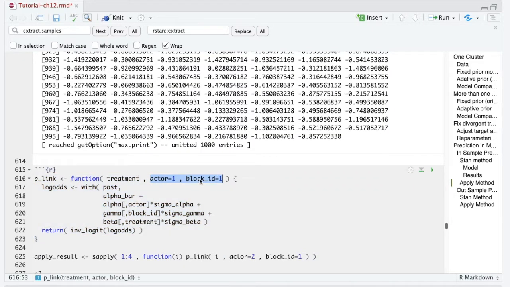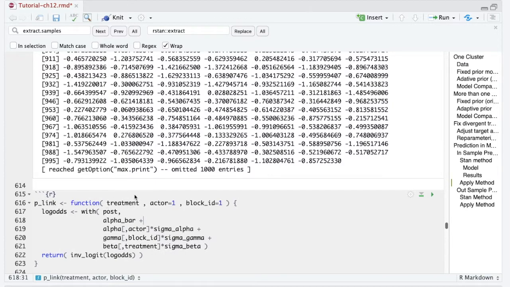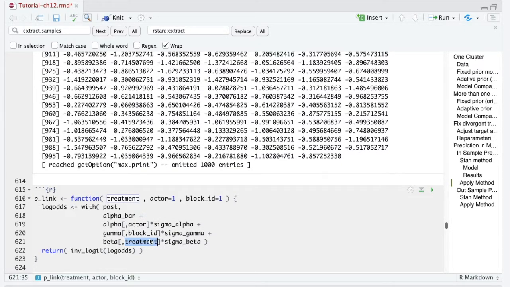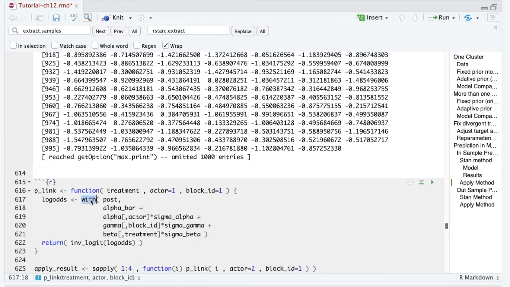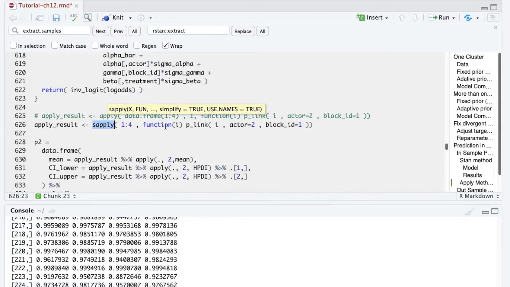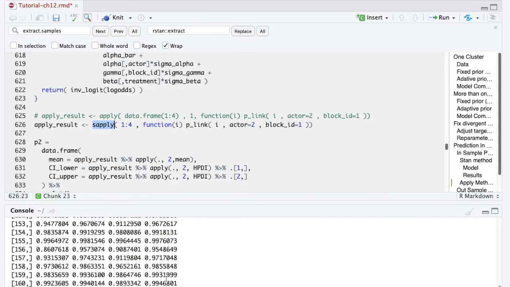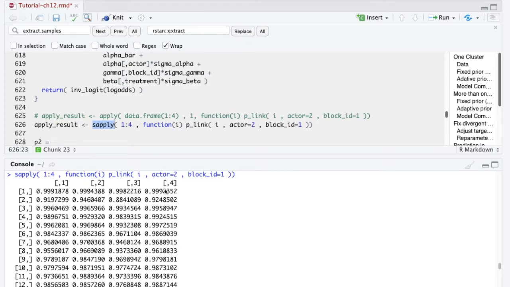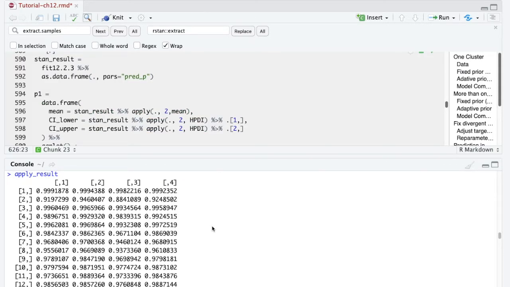Given actor and block ID, we can change different treatment values from 1 to 4. Each treatment with its 2000 samples will be multiplied with the 2000 samples of block effect, gamma effect and alpha bar. The with function here will make your code simpler. By using the with function, you don't need to select the alpha bar parameter like we did using post$alpha_bar. You just need to type alpha_bar directly. And then we can apply the function to loop over treatment 1 to treatment 4 and get a result like this. The result is a 2000 by 4 matrix, which are the same predictions from the Stan generated quantities output.